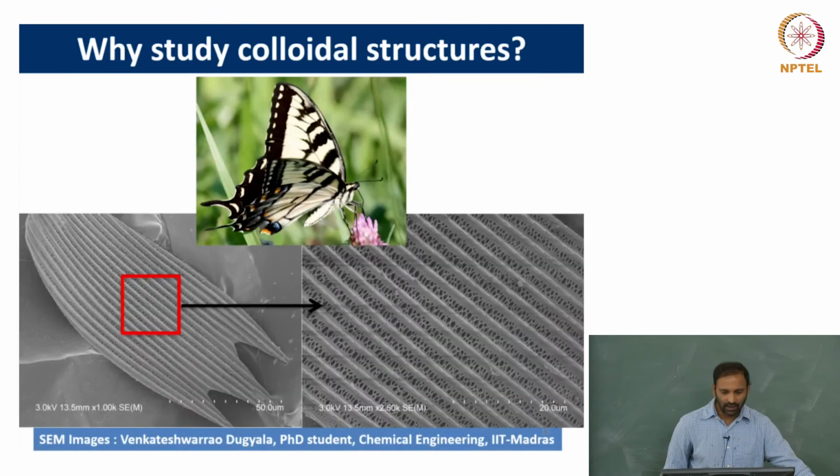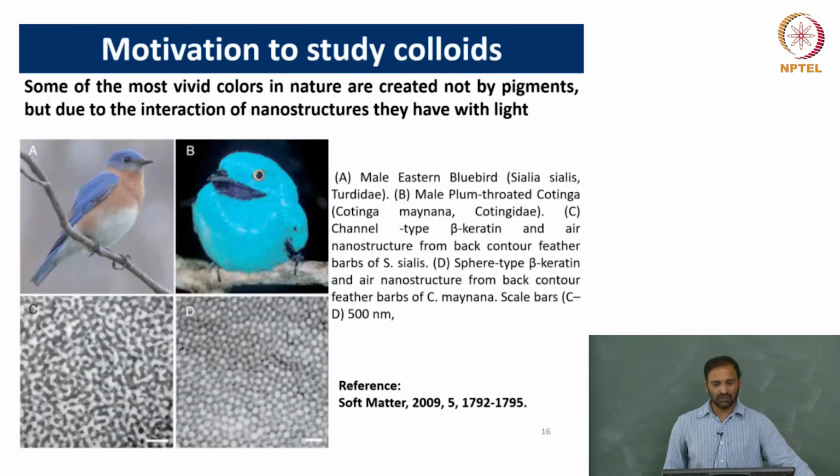These are again some pictures that a student of mine took some years ago. Again, butterfly wings. This is about 20 micrometer, but if you look at these structures here, they're again very much colloidal in length scale, 1 nanometer to 1 micrometer. Plus you have some examples from literature.